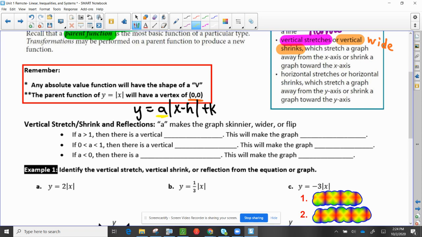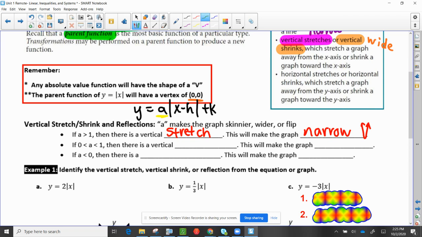So anytime we have a number bigger than 1 as a coefficient, so anytime that A value is larger than 1, there is a vertical stretch. So if I had that V shape and I kind of stretched it, pulled it kind of up and down, okay, by stretching it, it's going to make the graph more narrow. Okay, it's going to make that V shape kind of really skinny.